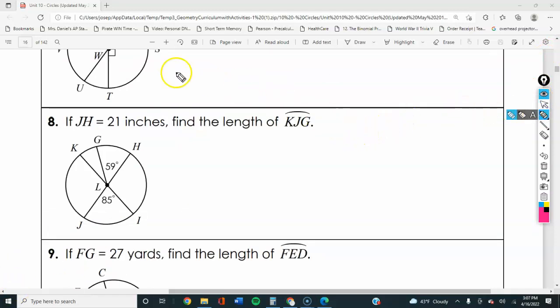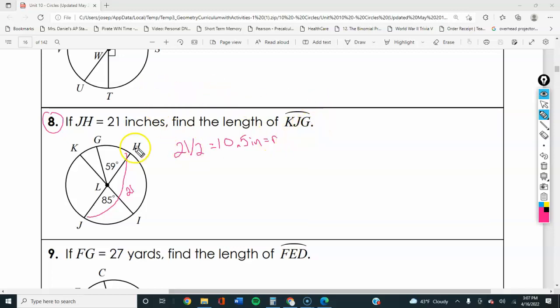All right, y'all, let's look at number 8 and we'll do the rest in class. So number 8, we got JH is 21 inches. Well, that's not going to help us. That's a diameter. So first thing I'm going to do is divide that by 2 to get my radius. So I get 10.5. 10.5 inches is going to be my radius. All right. Cut my diameter in half, find the radius.